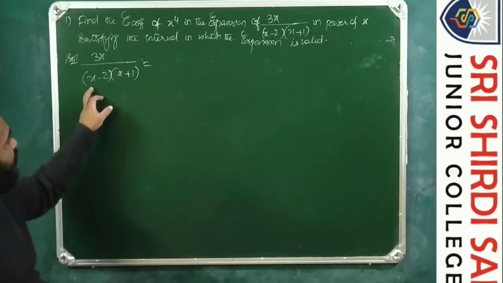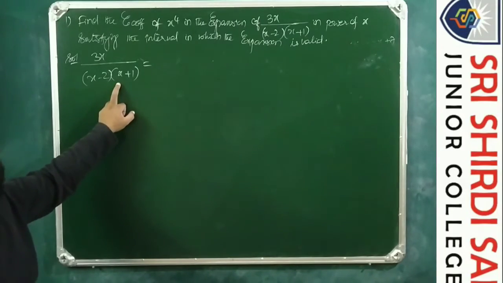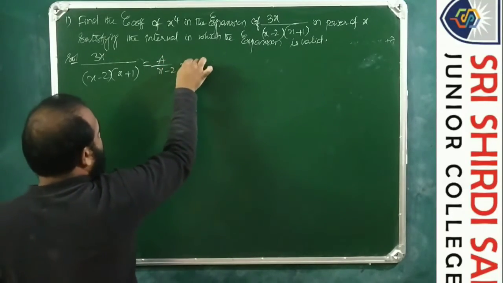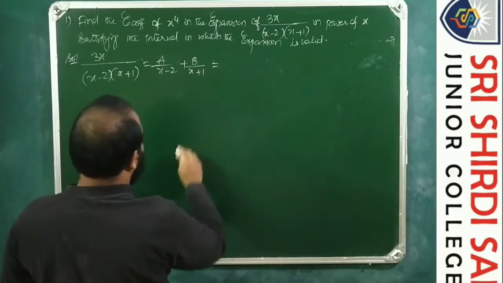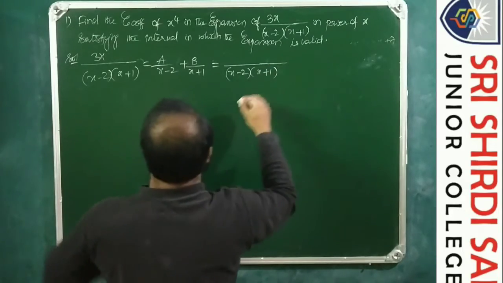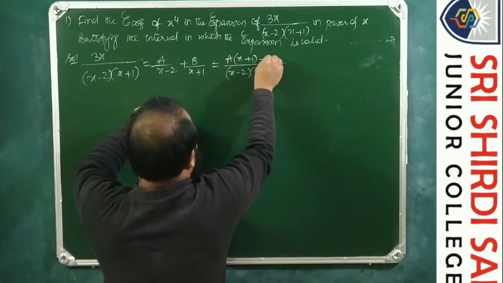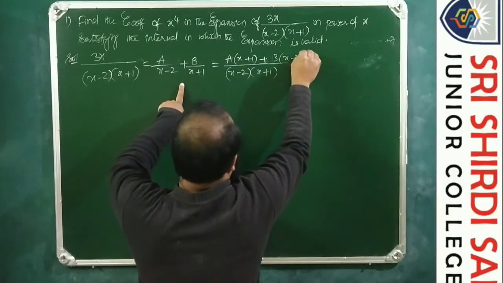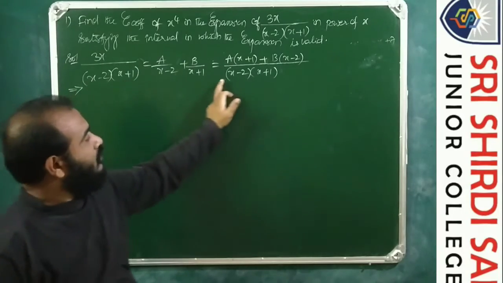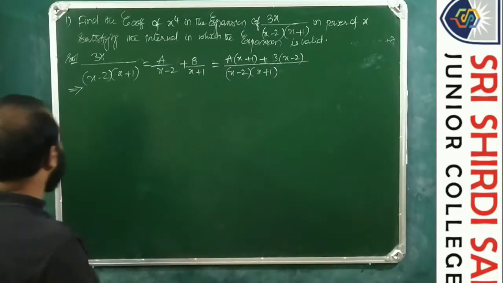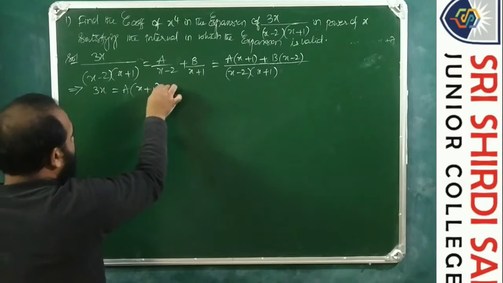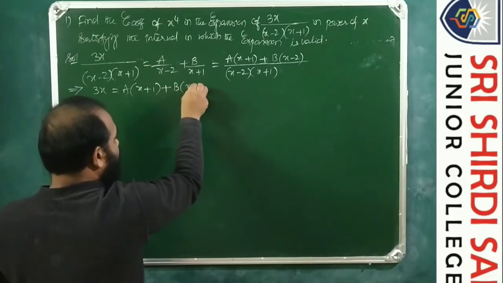The partial fractions for this: the denominator contains two non-repeated linear factors. So a by x minus 2 plus b by x plus 1. So this is equals to a into x plus 1 plus b into x minus 2 over x minus 2 into x plus 1. The denominator gets cancelled on both the sides. We'll get 3x is equals to a into x plus 1 plus b into x minus 2.